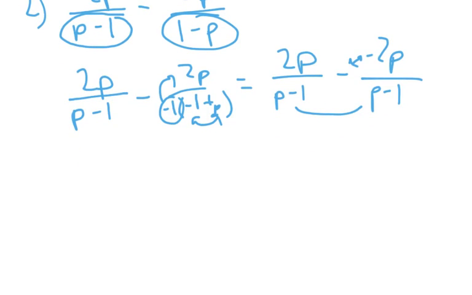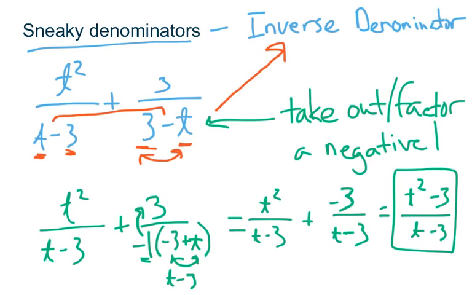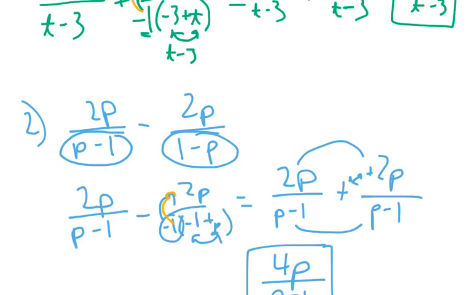We have a negative and a negative, so that's going to become a plus. So 2p plus 2p is 4p over p minus 1. Check to see if anything can be factored, and it can't. So we box it and we walk away. So that's how we deal with these sneaky denominators, inverse denominators, where again you have the same components, including the sign, but the order has been flipped. You factor out a -1, and then you bring that -1 to the numerator, and then you'll have that common denominator.